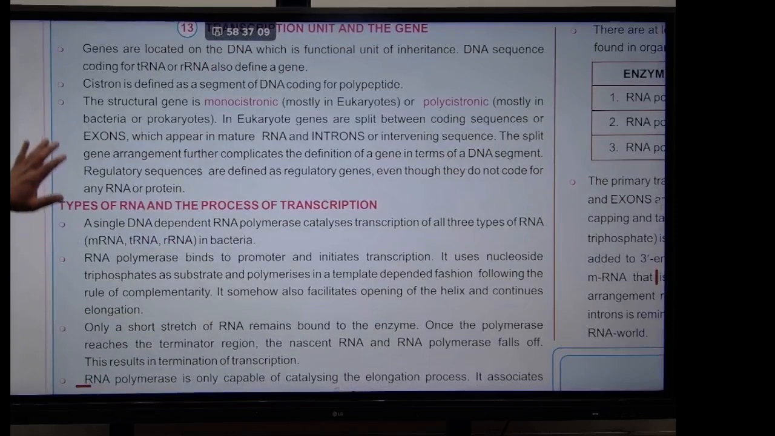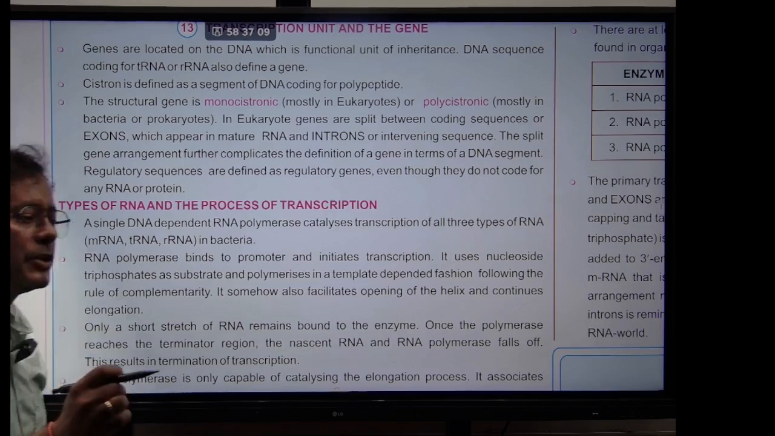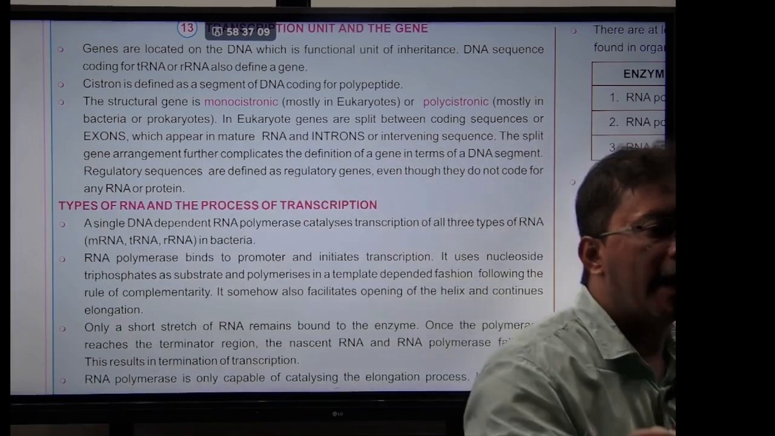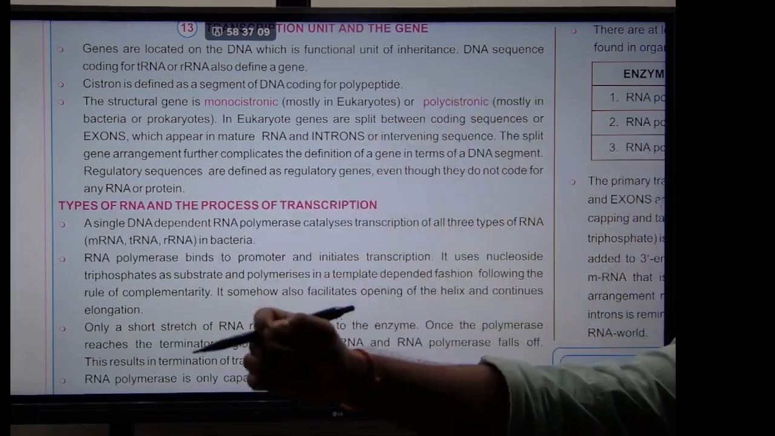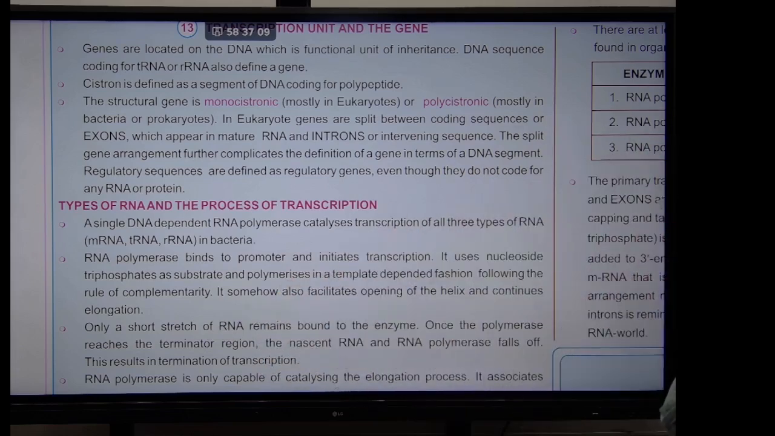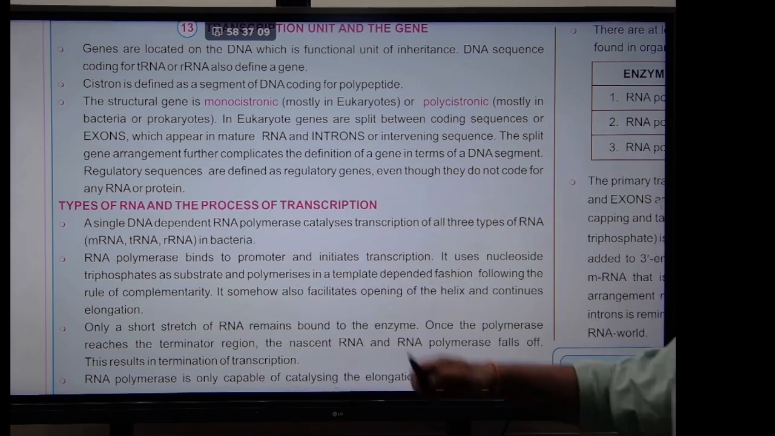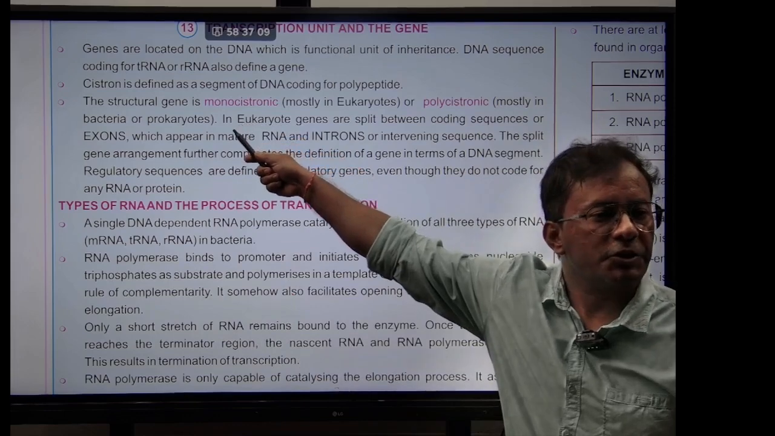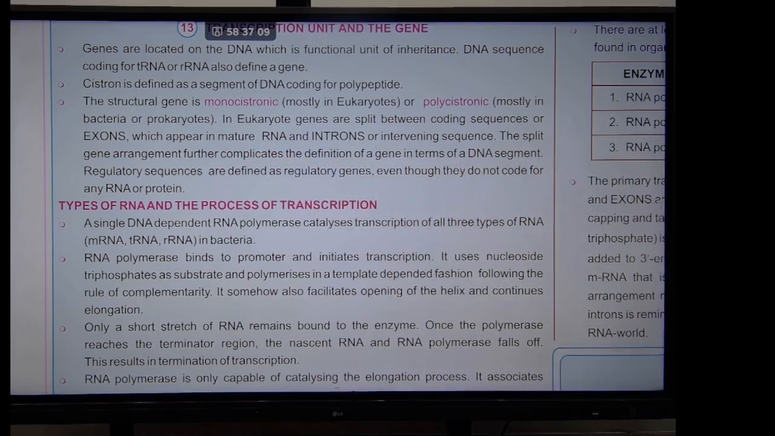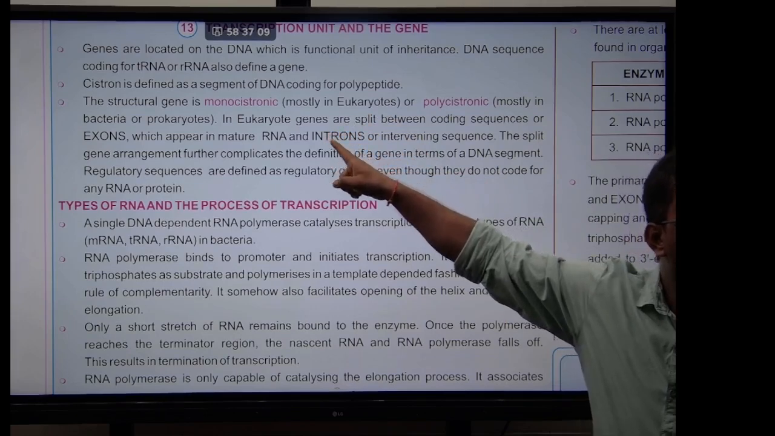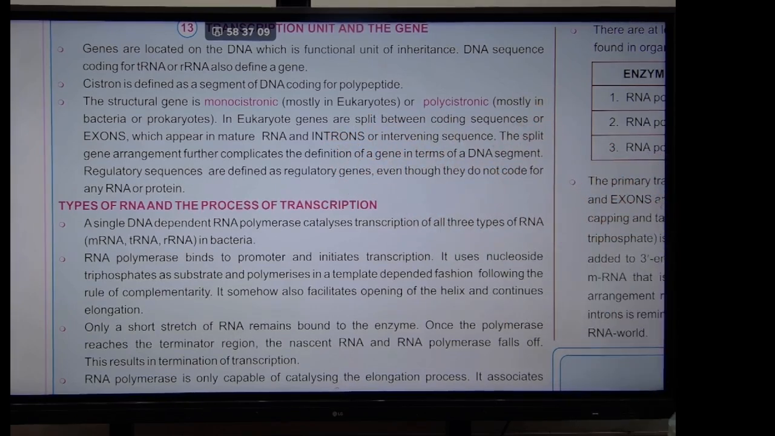Now, a cistron is a segment on the DNA that is coding for a polypeptide. So cistron is a word used for the gene which has a sequence to synthesize a protein. And there are two types of mRNA molecules. Some of them are called monocistronic, some of them are called polycistronic. Monocistronic genes are found in eukaryotes, polycistronic are found in bacteria or other prokaryotes.